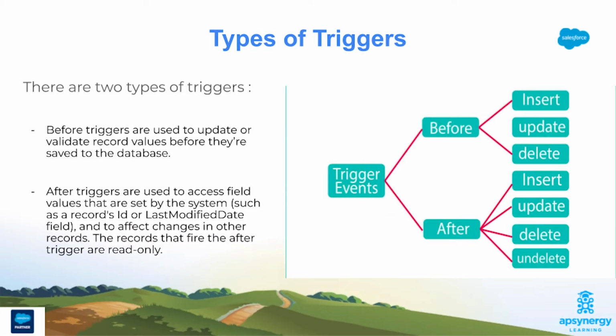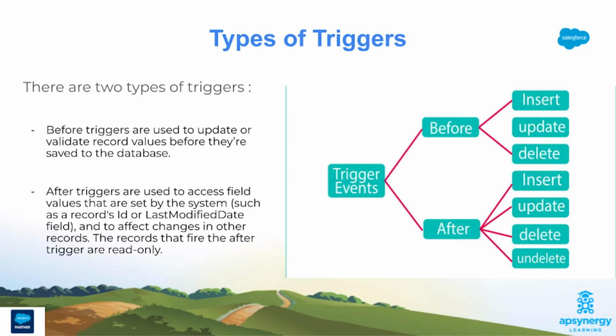The important thing to note about triggers is their type. There are two types of triggers: before triggers and after triggers. Let's discuss what they basically are. Before triggers are used to update or validate record values before they're saved to the database. You can perform insert, update, and delete events in this trigger.